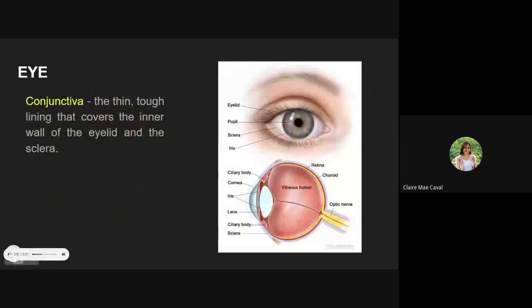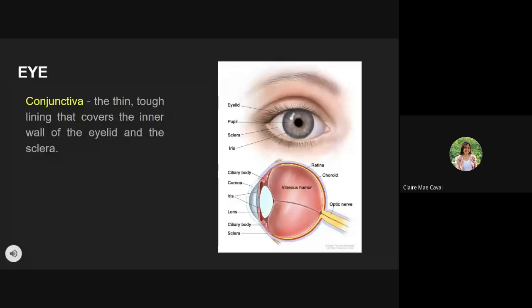We're on the third anatomical site. We have the eye. So this is the basic anatomy of your eye. You have there your eyelid, the pupil, the sclera, and the iris. And this is the inside of the eye. Okay. Your conjunctiva, let's proceed. Conjunctiva is the thin, tough lining that covers the inner wall of the eyelid and the sclera. It's actually a transparent mucous membrane that lines the eyelids.